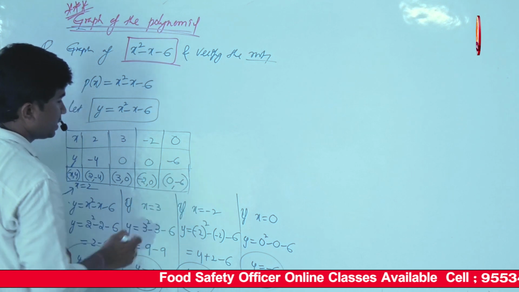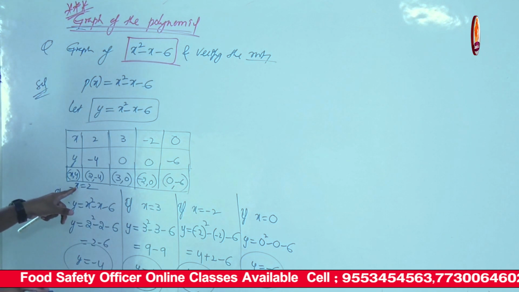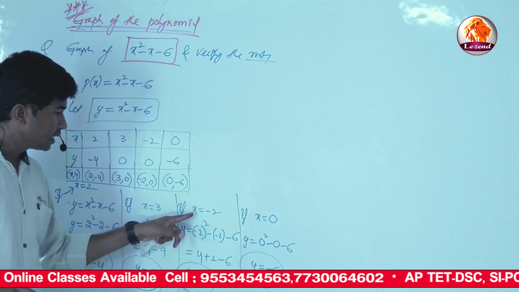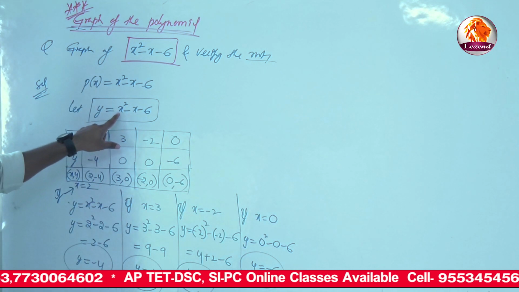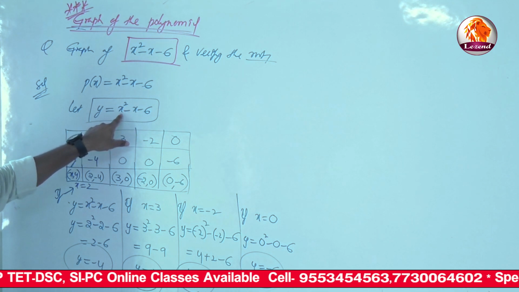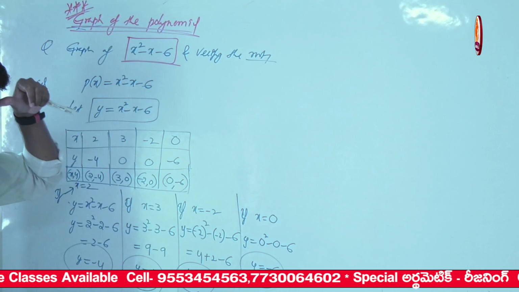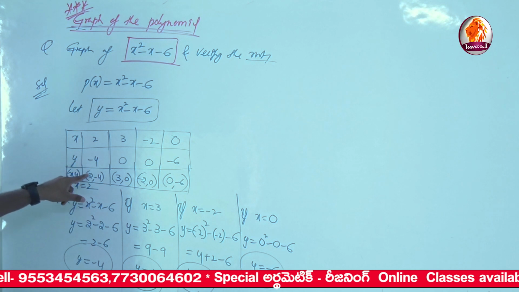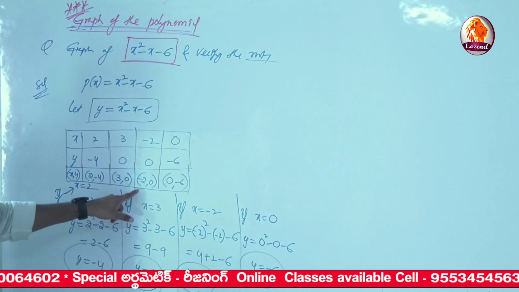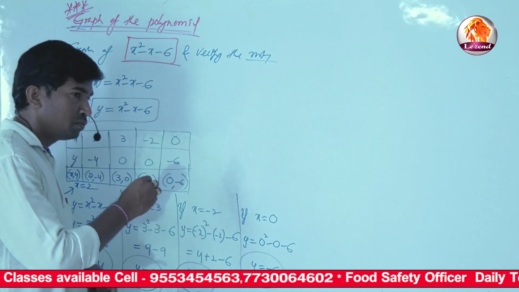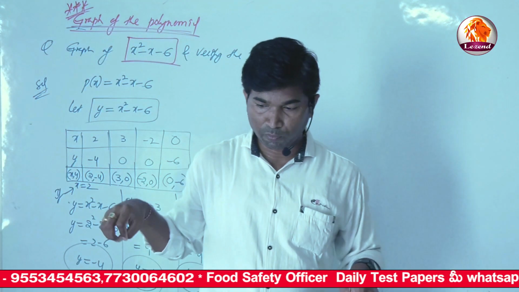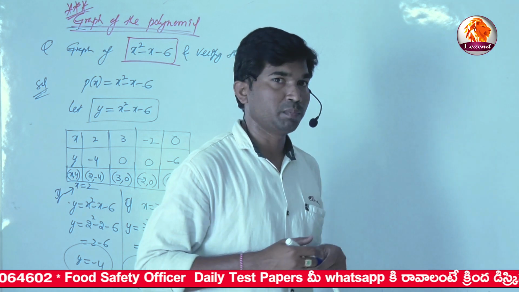0 comma minus 6. In the case of x value 2, x value 3, x value minus 2, x value 0, substituting in the given polynomial: 0 square minus 0 is meaningless, so we get the answer y is equal to minus 6. So the points are 2 comma minus 4, 3 comma 0, minus 2 comma 0, 0 comma minus 6. Now we are going to plot these 4 points in the Cartesian plane.